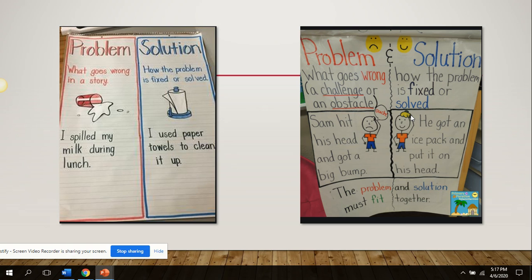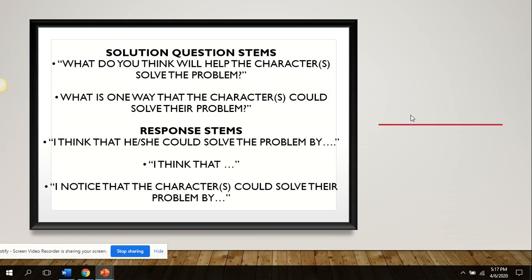Think of those examples as you're reading your story to find the problem and solution. As you're reading, also think about questions you can ask yourself, like, what do you think will help the character or characters solve the problem? What is one way that the character or characters could solve their problems?